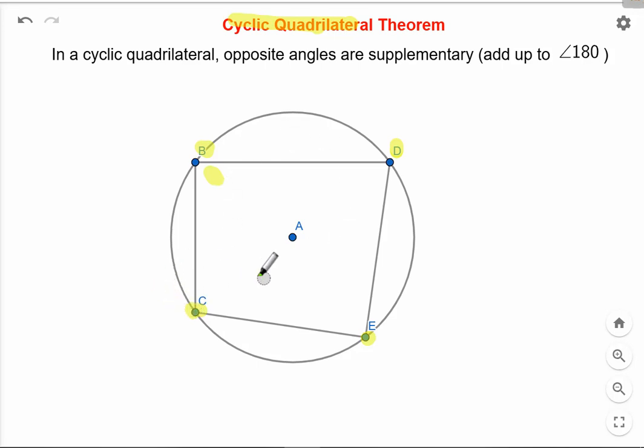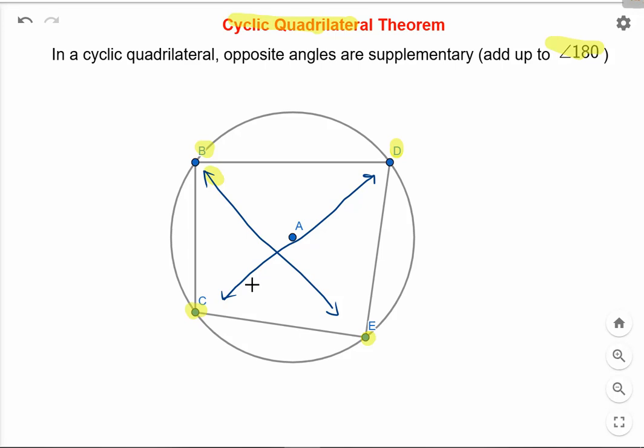Now we are saying that in a cyclic quadrilateral, opposite angles are supplementary. Now what are supplementary angles? They are angles that add up to 180 degrees. Now what are opposite angles? Opposite angles are angles that are facing directly to each other. So this is opposite to that, and this angle is also opposite to that. Now we are saying that these two angles must add up to 180 degrees because they are supplementary.